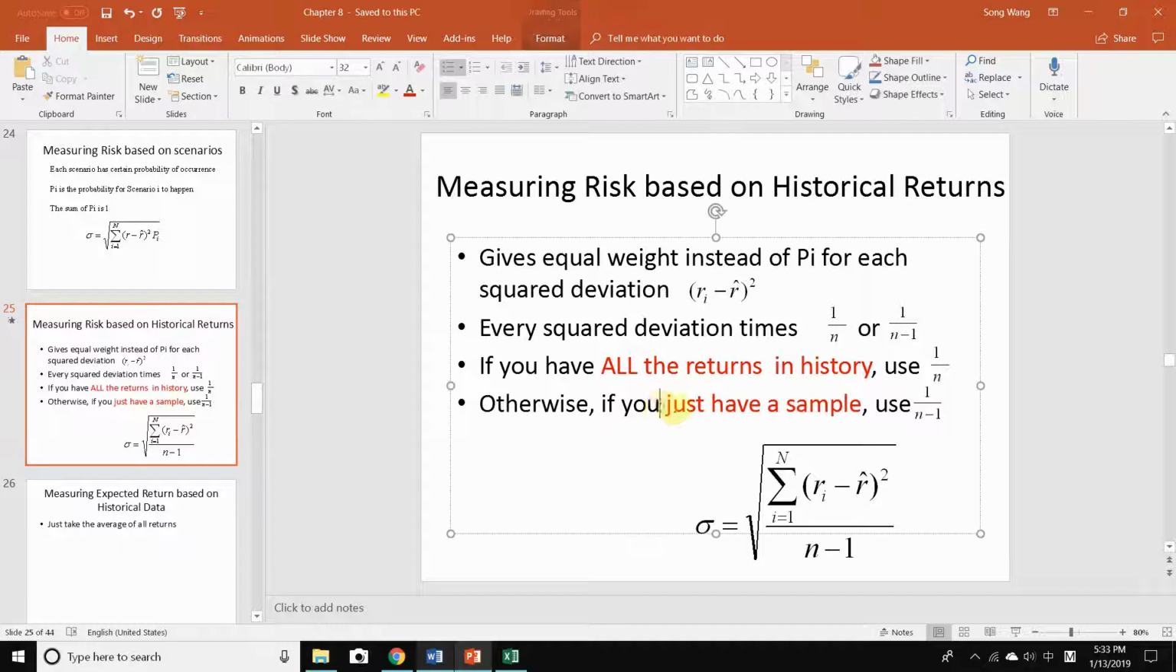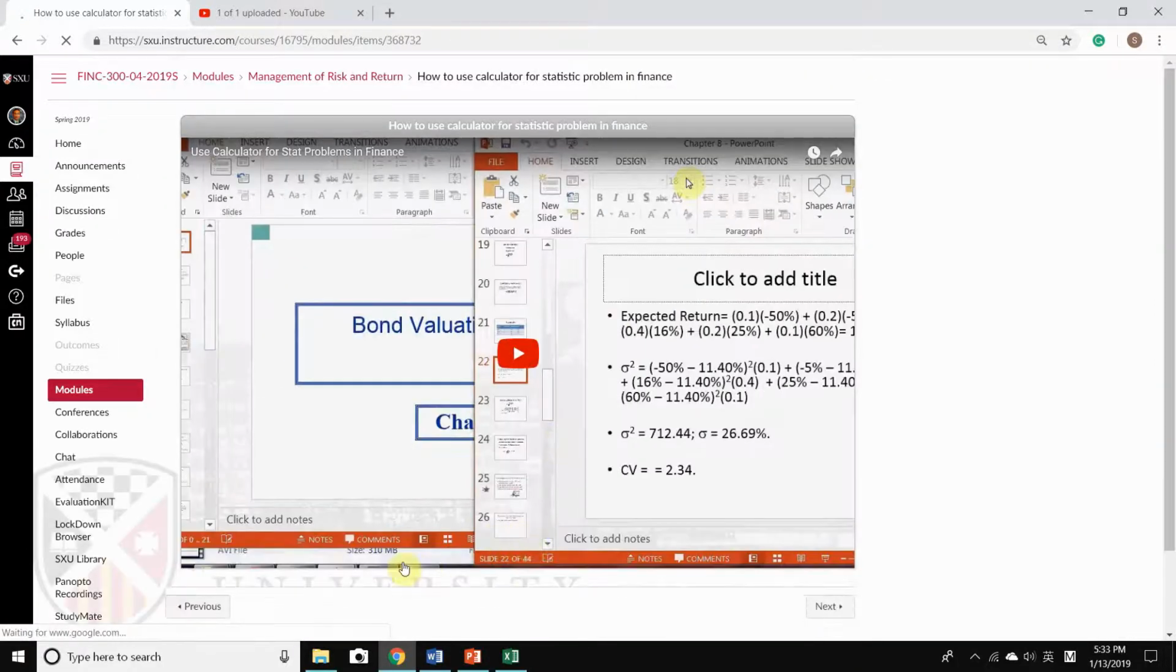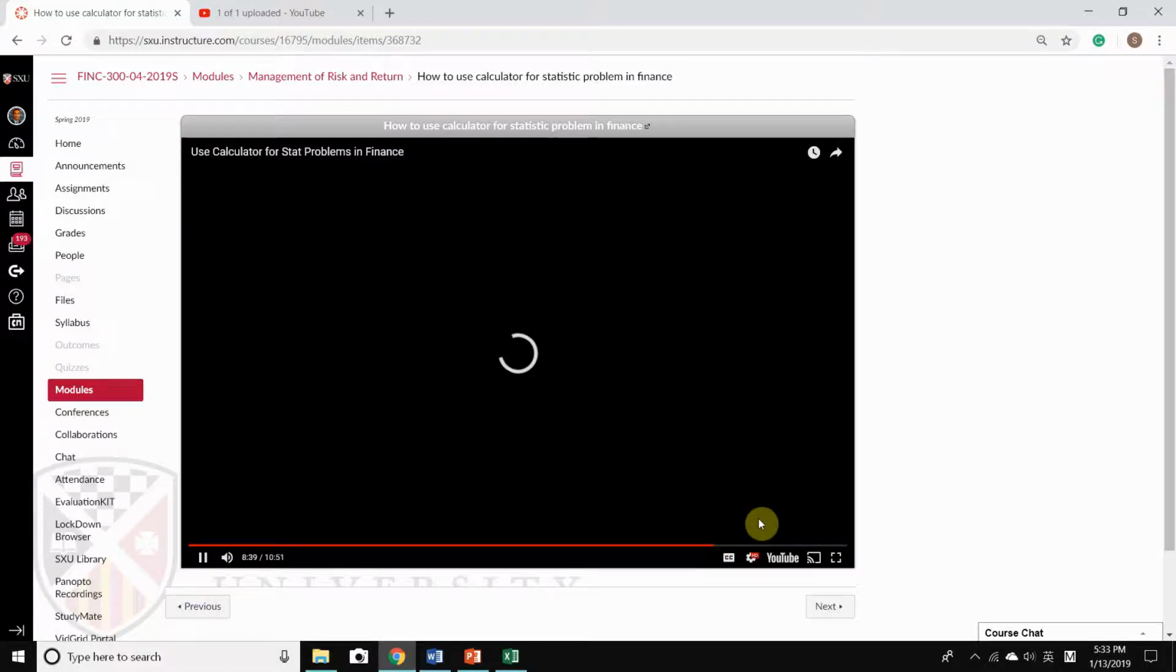If the returns you play with are just a sample of the population, let's say this company has existed for 200 years and you only play with 4 years of data, then you just play with a sample of a population. Then you should use this multiplier, 1 over n minus 1. For most of the cases in my class, we are going to use this multiplier, 1 over n minus 1. Again, in this module of statistical problems, I teach you how to distinguish whether you use 1 over n or 1 over n minus 1.